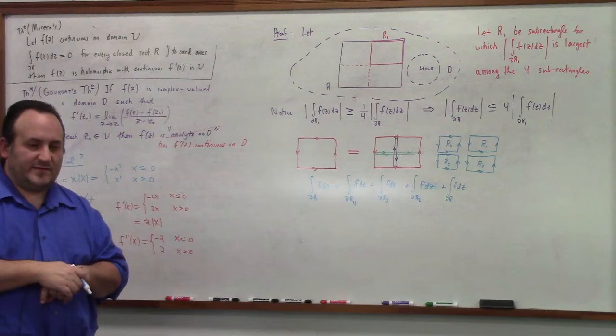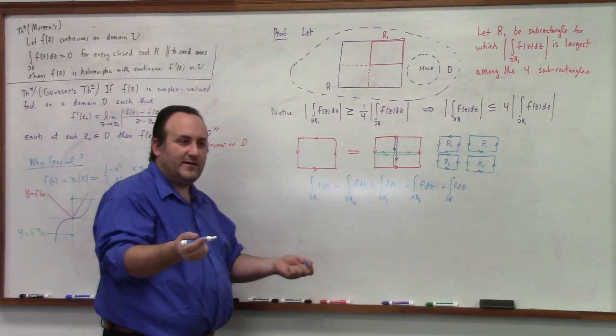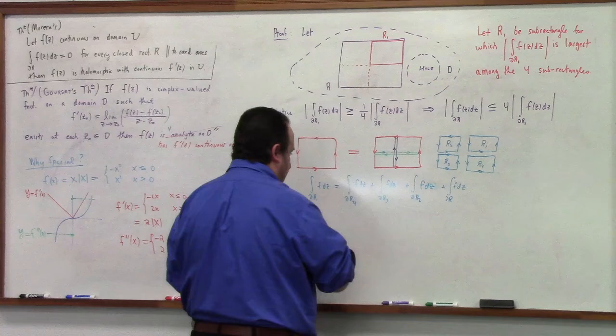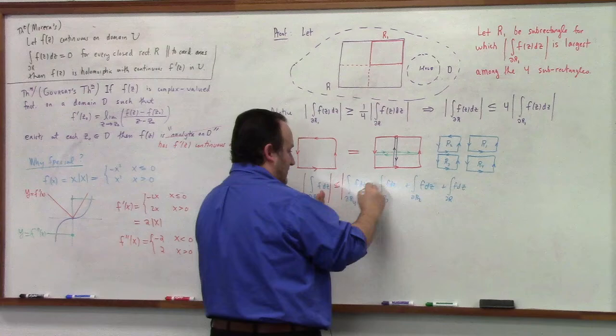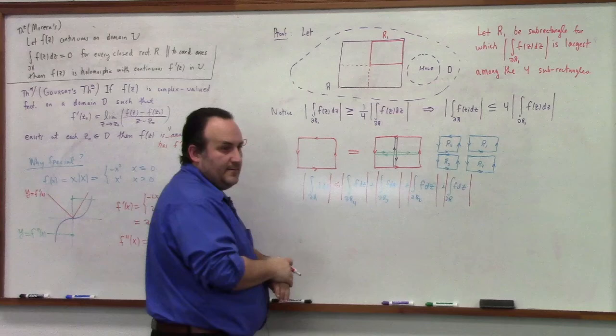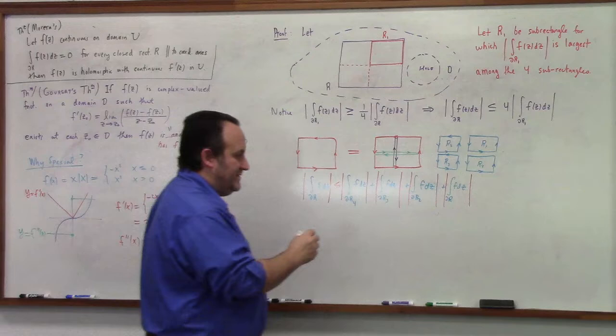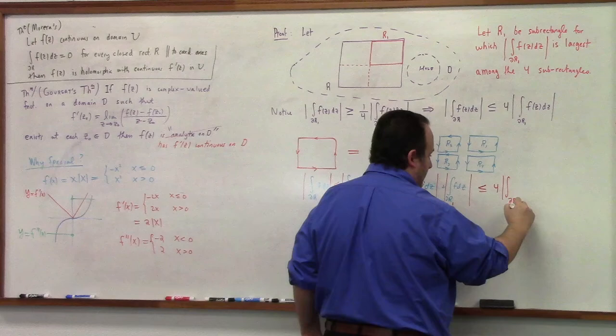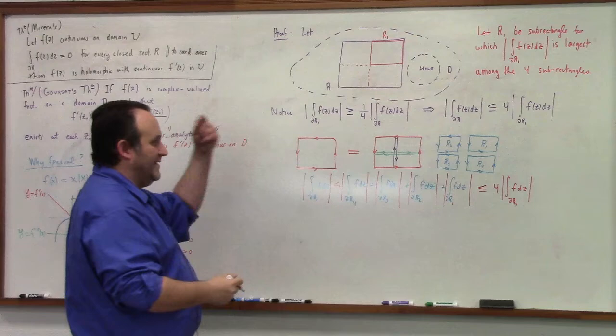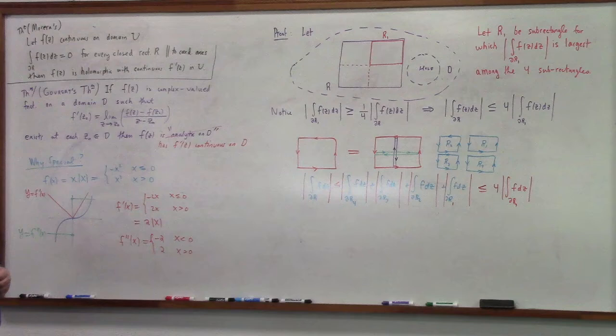So then we can apply the triangle inequality. The modulus of this is equal to the modulus of all that. The triangle inequality says that it's less than or equal to the modulus of the first one plus the modulus of the second one plus the modulus of the third one plus the modulus of the fourth one, right? And if R1 is the largest of all these, then certainly this is less than or equal to 4 times the modulus of the integral around R1 of f dz. So that's why that's true. No, I guess it is not the ML theorem. It really is just Calc 3 and the triangle inequality.